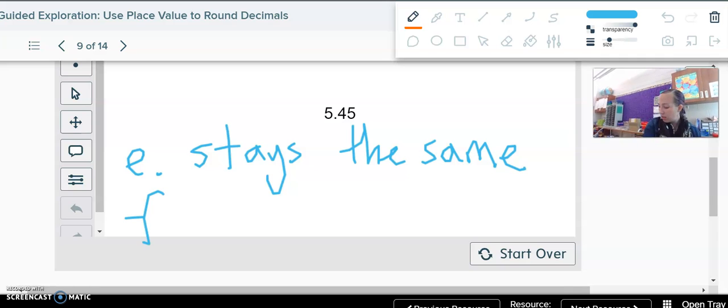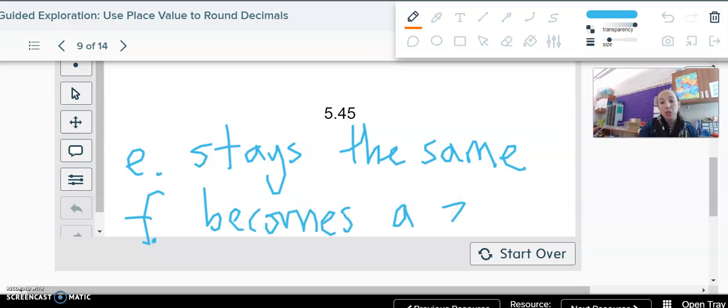And then F, everything after becomes a 0. Or in the case of a decimal, we could just say it goes away. Because remember, after the decimal point, you don't have to write those zeros at the end. So just so you know, if you're rounding with decimals, sometimes you won't see those zeros at the end.